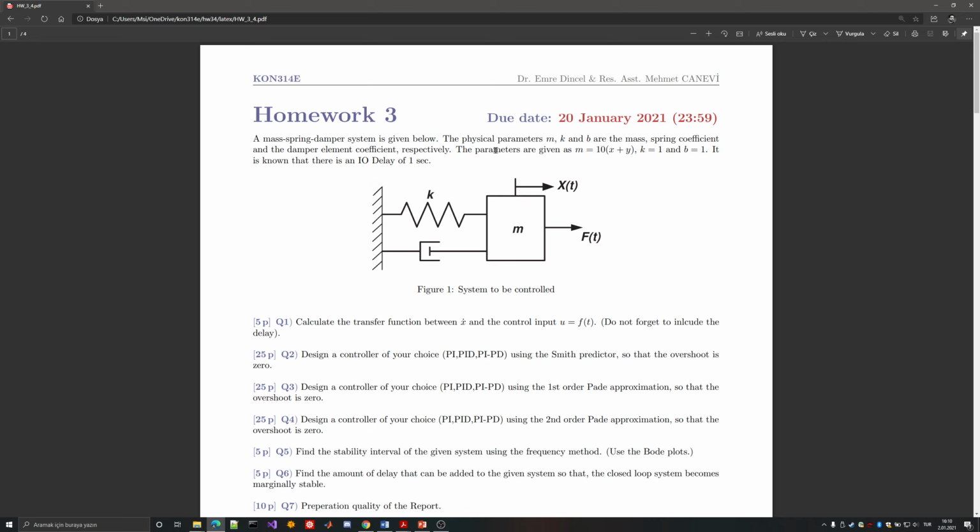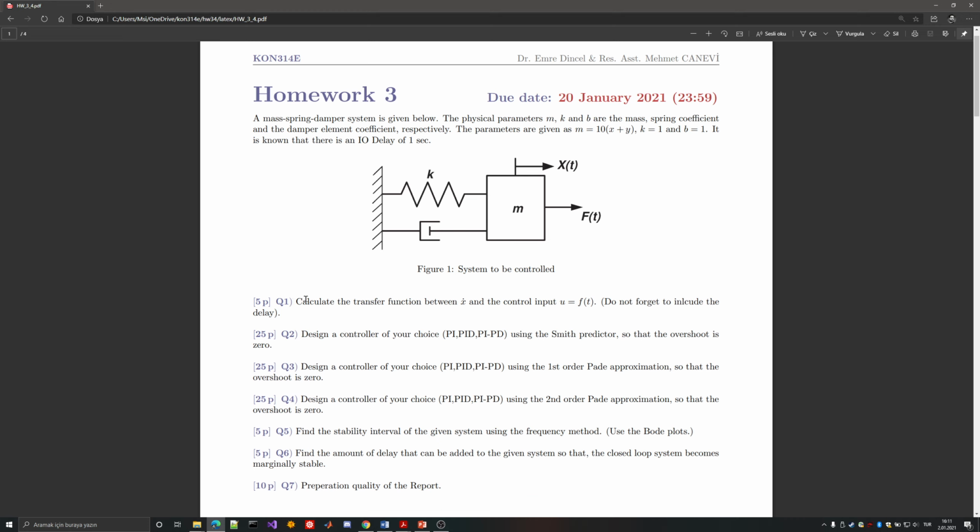Now, you are given these coefficients, and here we have the mass as a calculation. You will use the last 2 digits of your student ID, plug in the sum here, and multiply it by 10. That will give you the mass that you are going to use in your homework. And then k and b are fixed to 1. It is also known that there is an I/O delay of 1 second, which means that we have a delay from input to output. You will see in a minute why we need this.